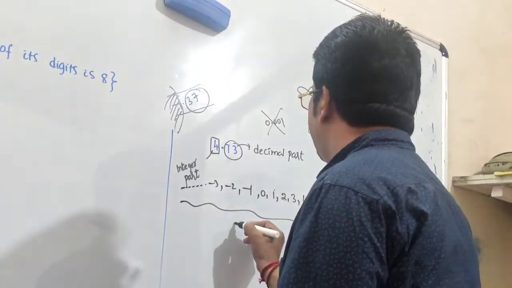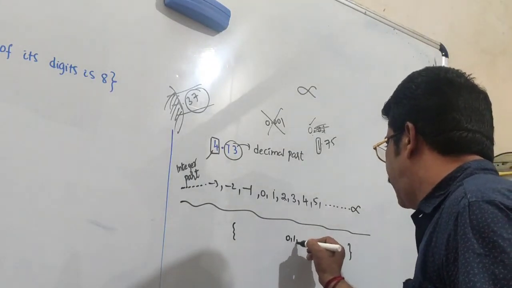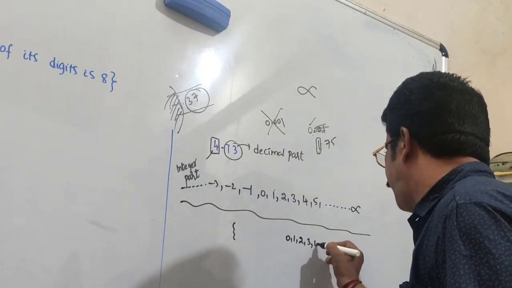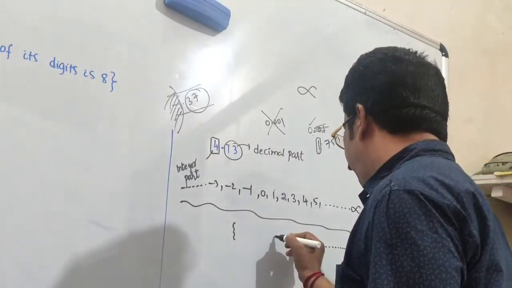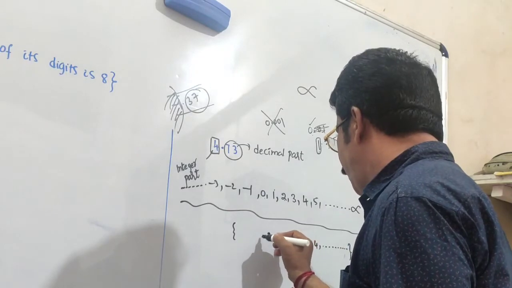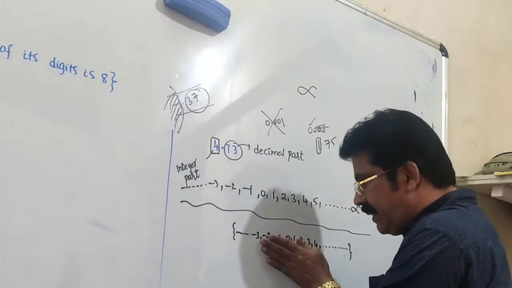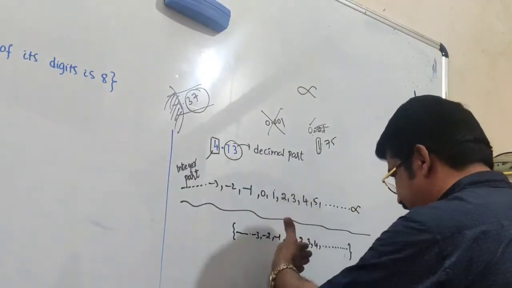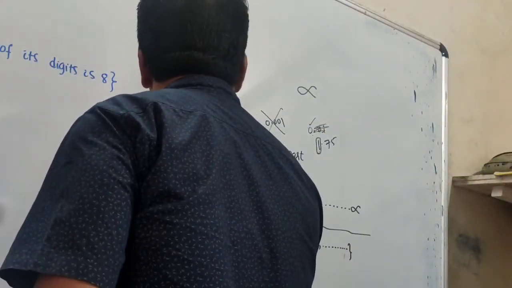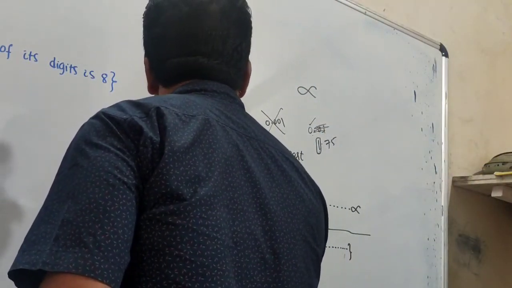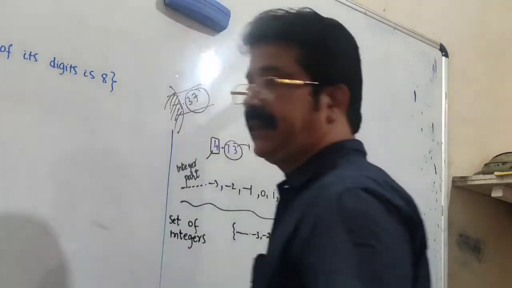Simply we can write it as the set of 0, 1, 2, 3, 4 and so on. Next, the negative side: minus 1, minus 2, minus 3 and so on. These are all negative integers, and these are all positive integers. This is the set of integers.